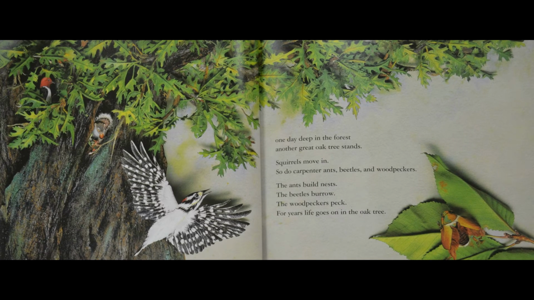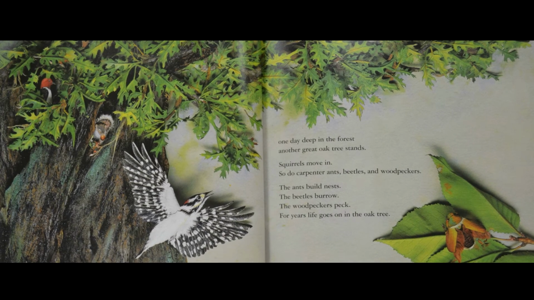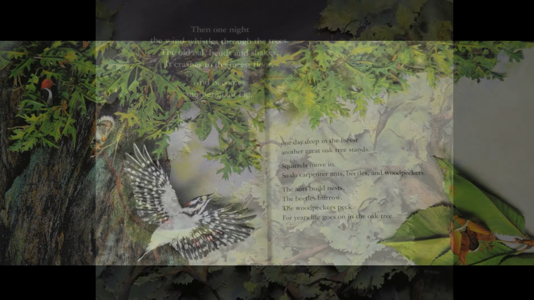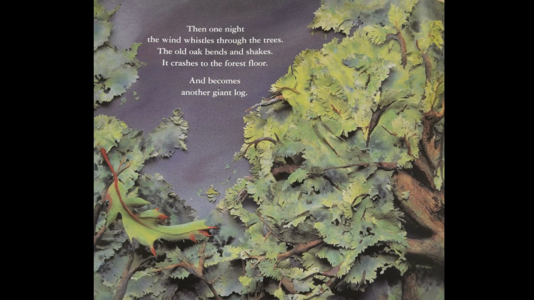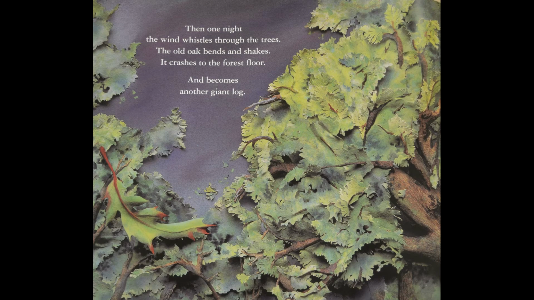Squirrels move in, so do carpenter ants, beetles, and woodpeckers. The ants build nests, the beetles burrow, the woodpeckers peck. For years, life goes on in the oak tree. Then one night, the wind whistles through the trees. The old oak bends and shakes and crashes to the forest floor and becomes another giant log.